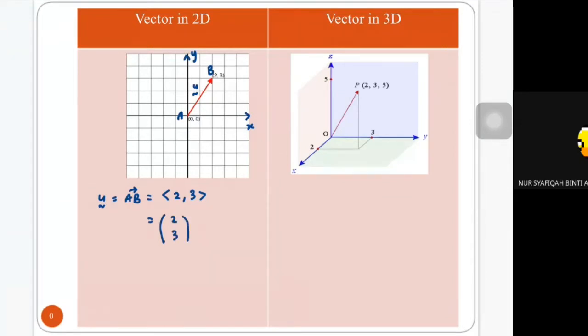Next, a vector in 3D, we have vector P with 3 components, x, y, and z: 2, 3, and 5. So this is a vector in 3D.